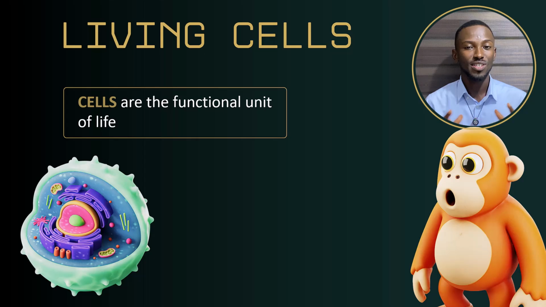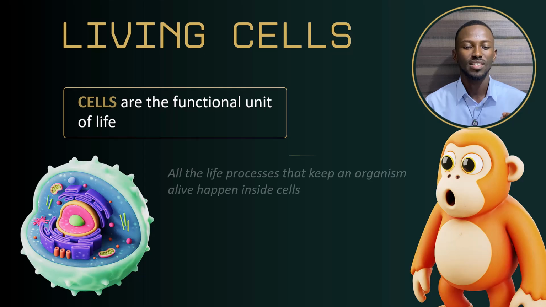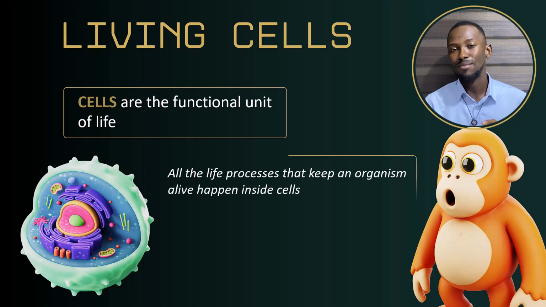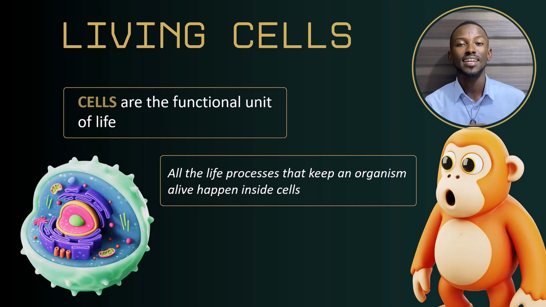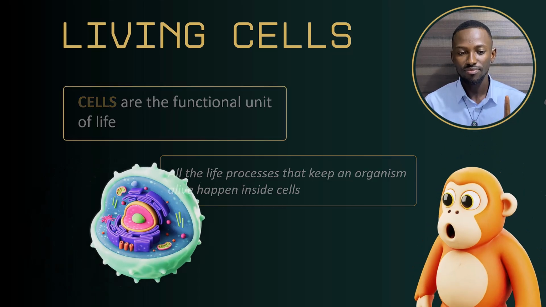So when you ask to define cell, one basic definition we want is this: cells are the basic units of life, or cells are the functional units of life. But what does that mean when we say cells are the functional units of life? It means all the life processes that keep an organism alive happen inside the cells. All the life processes you can think of happen in the cell.